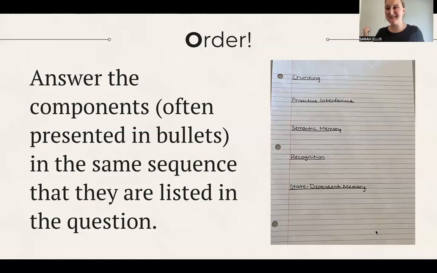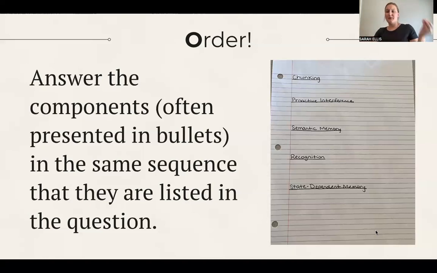So I'm going to answer the ones that I know really, really well. I'm going to answer recognition, state dependent memory, proactive interference. And then I figure I kind of forgot what chunking was, right? So I'm going to leave that one for last, right? But it's still presenting final product, presenting in order, even if I don't answer them in order. Does that make sense? Yeah? Okay.